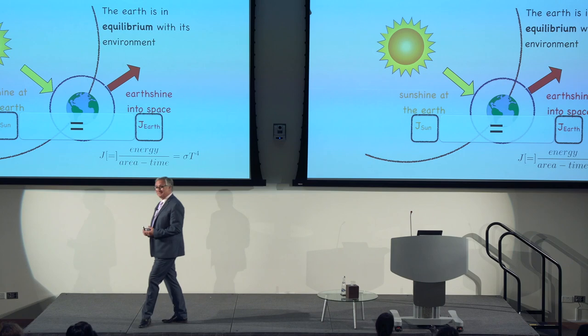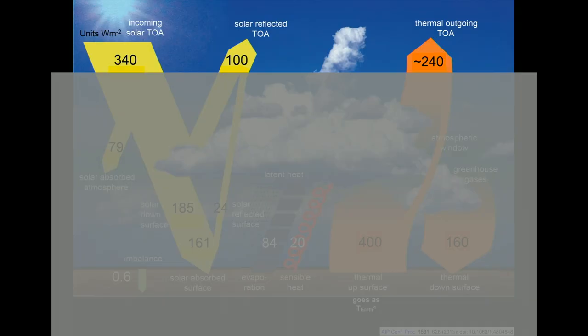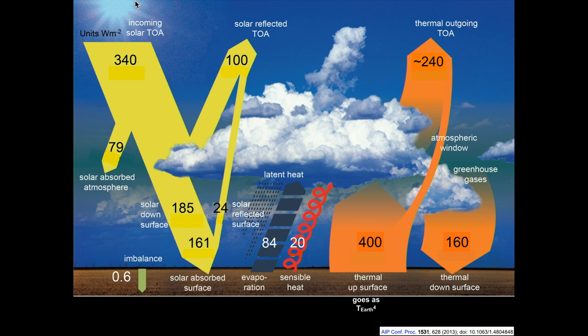The hard part is to figure out what's actually happening on the planet Earth. So here's our incoming sunlight in units of 340 watts per square meter, and about a third of it is reflected right away. And that means the difference of these two numbers has to be equal to this number for the Earth to be at equilibrium. And that's what is shown in this slide. But what happens underneath that is very, very complicated. A lot of things are going on. Physics which we understand, physics which we don't fully understand.